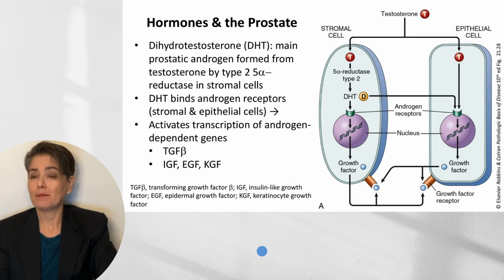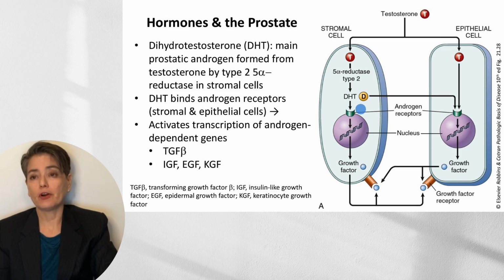Now let's take a moment to review the normal physiology of the prostate, because I think this will help you understand both BPH and adenocarcinoma of the prostate. This comes from Robbins and Kumar Pathologic Basis of Disease. So as you'll recall, in the prostate we have both stromal cells and epithelial cells, both of which can take up testosterone. However, only stromal cells have the enzyme 5-alpha reductase type 2, which can convert testosterone to the much more biologically active dihydrotestosterone, or DHT.